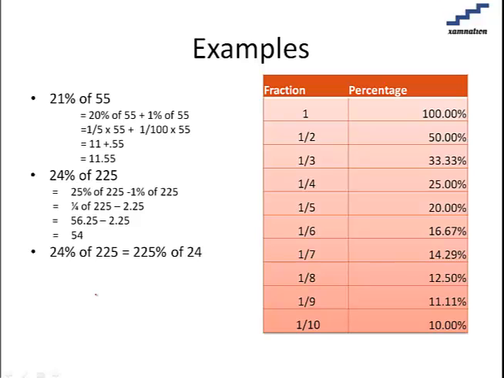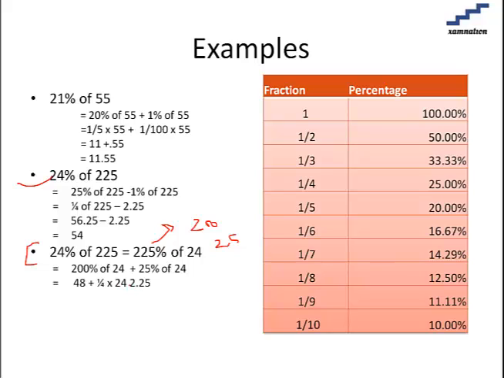Now next, the same question can be done in another way by using this property, that 24% of 225 will be exactly equal to 225% of 24. Now why have I written this here? Because here 225% can be broken down into 200% and 25%. Then I need to add both of them. 200% of 24 is nothing but double of 24, that is 48, plus 1/4 of 24, which will be 6.